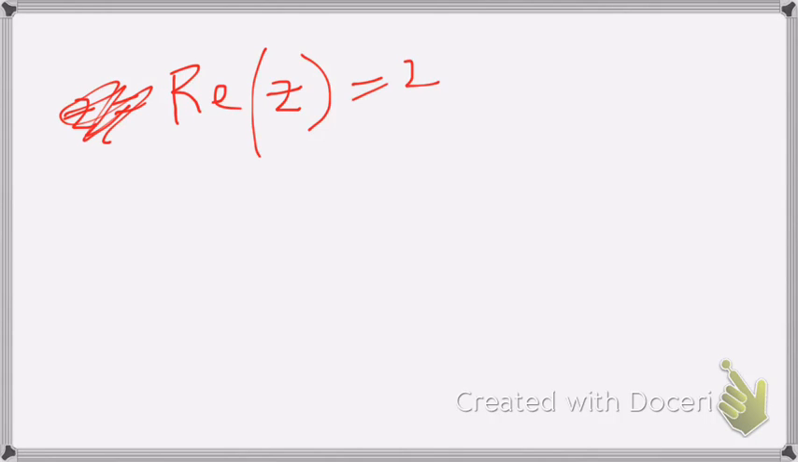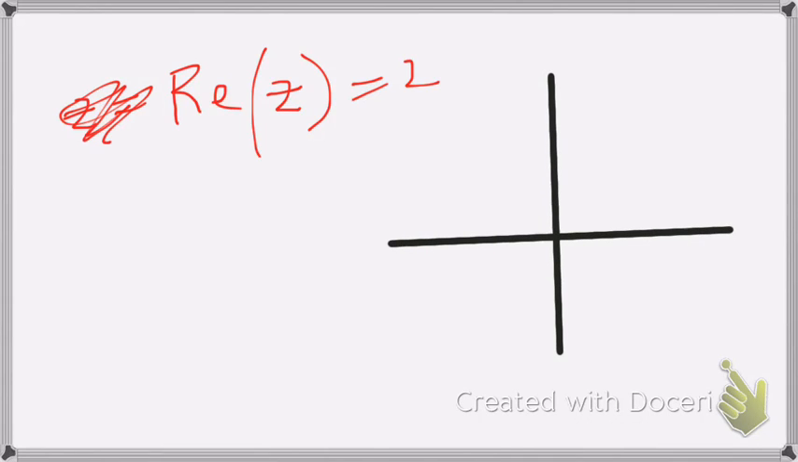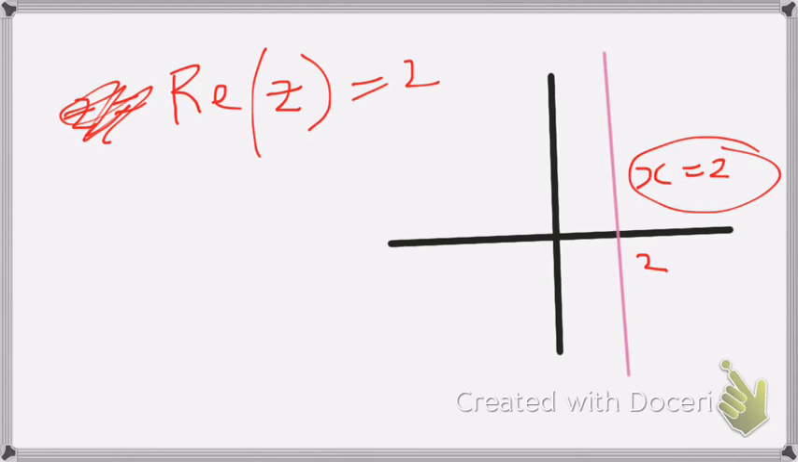The last one I thought we might think about was this. What about if it's the locus of z such that the real part of z equals 2, for example. Real part of z equals 2, just the vertical line. X equals 2 is the locus.